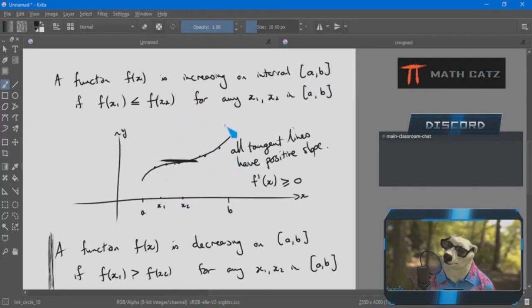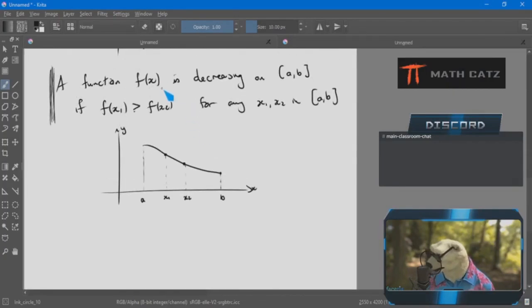But the nice thing is, it's the derivative. The derivative being greater than or equal to 0, and I'm increasing. So it's a very simple check to make. I just need positive or not negative slopes. Here it's going to be the same.